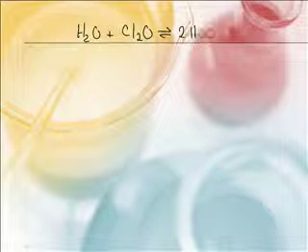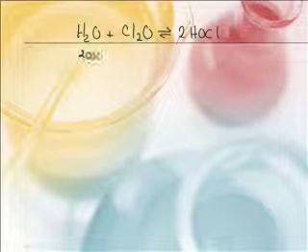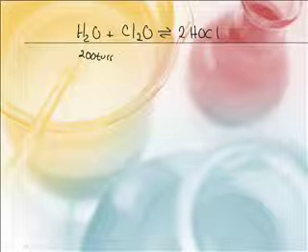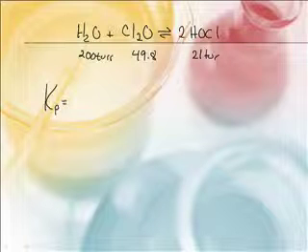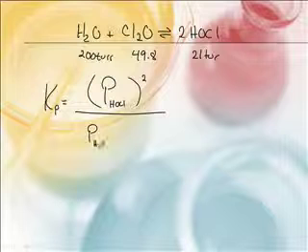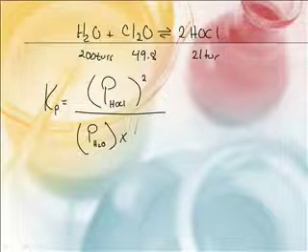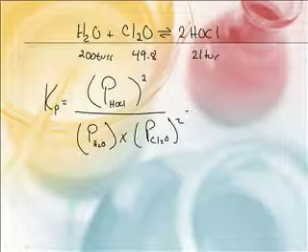Now what do we know about this? What are our numbers? The pressure of water is 200 torr. Pressure of Cl2O is 49.8 torr. And the HOCl is 21 torr. Now the K, in this case, we would do a Kp because these are given in pressures, would of course be the products over the reactants. So the partial pressure of the HOCl squared divided by the partial pressure of the water, that'll be the first power, times the partial pressure of the Cl2O squared. And the K value is given.